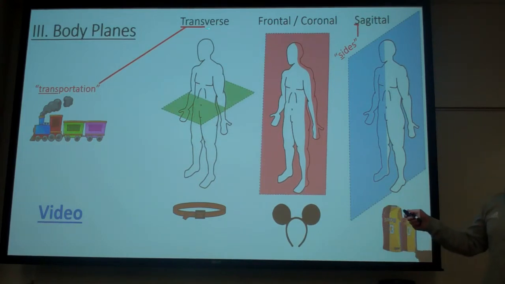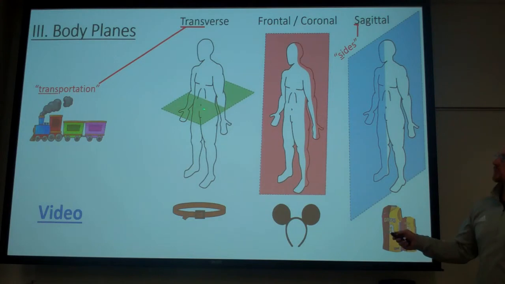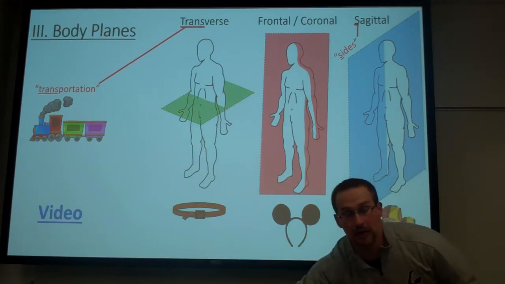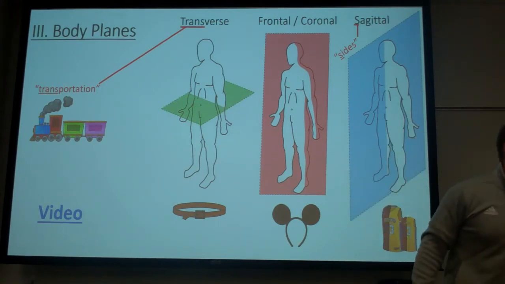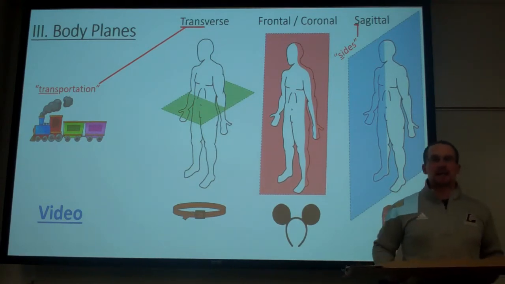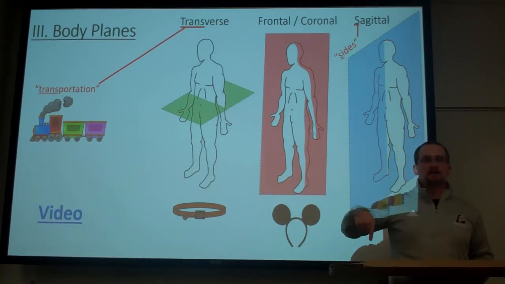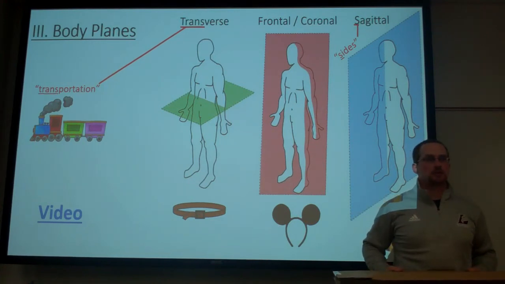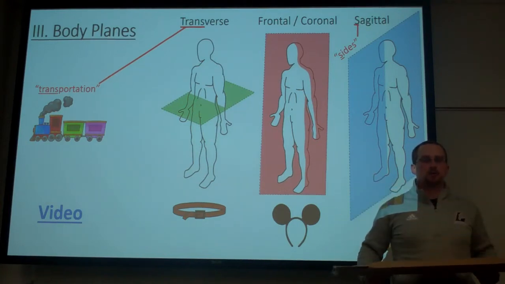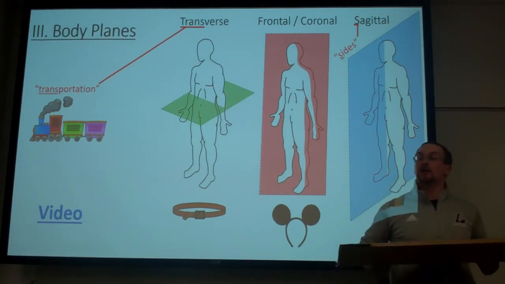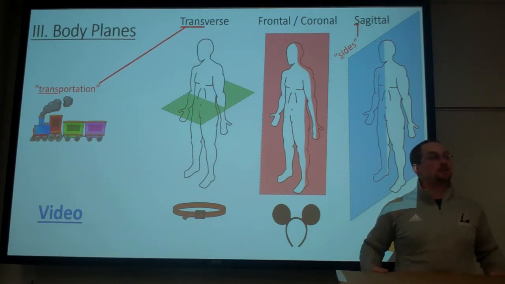Lastly, transverse. I like to think about transportation by trains. Unlike a helicopter or plane that can go up and down, trains have to go flat, along the surface. So a transverse plane is one that cuts the body into a superior and inferior sections. Again, I could cut me directly in the middle. Come up higher, go lower. So I've got unlimited number of transverse planes.